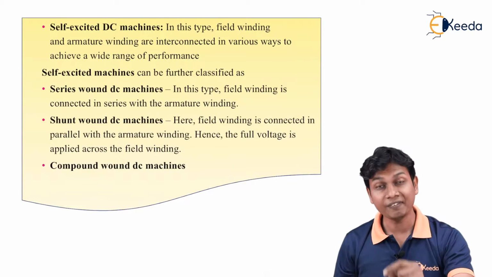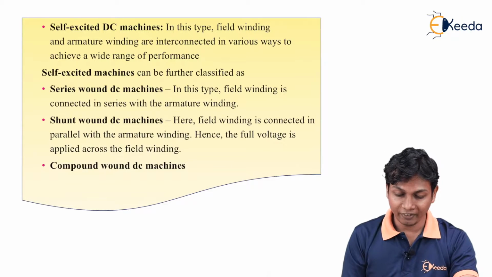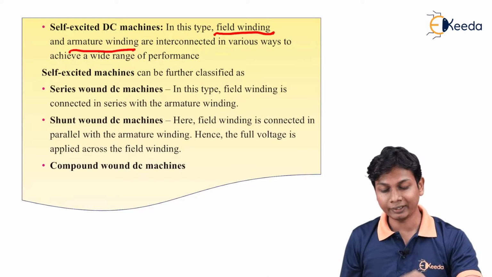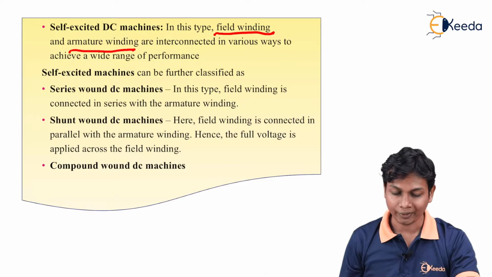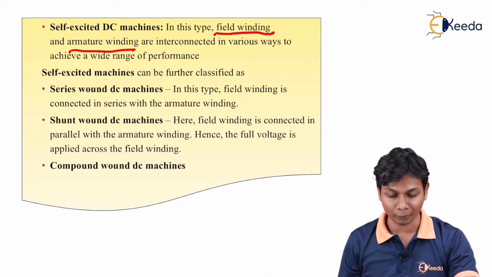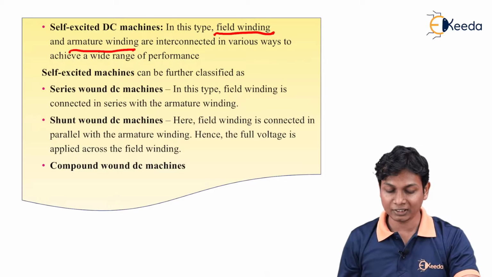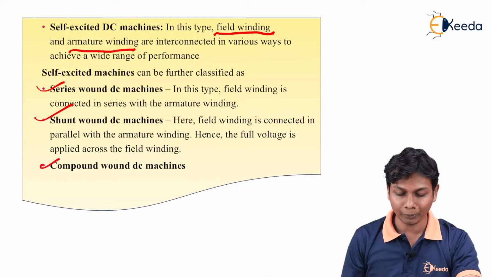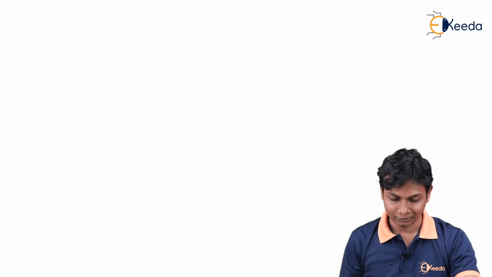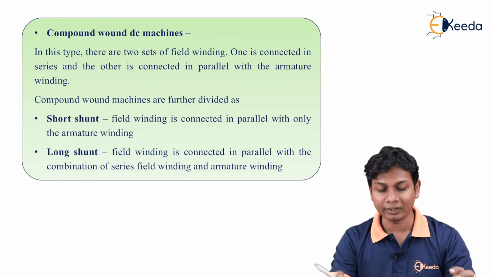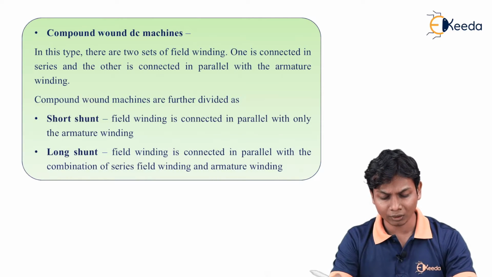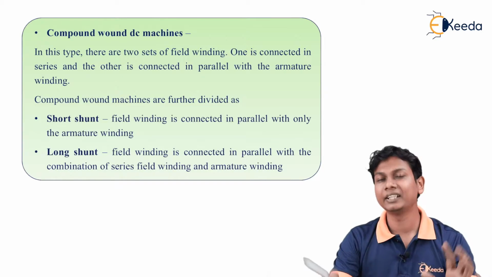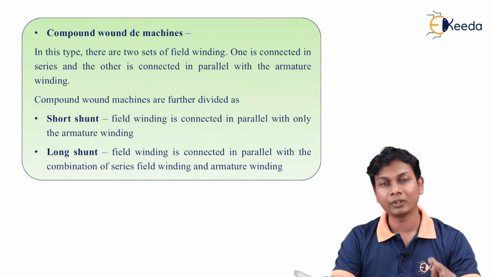Now, in self-excited DC machines, the field winding and armature winding are interconnected in various ways to achieve a wide range of performance. So, self-excited machines are divided into series wound, shunt wound and compound wound, which I have already explained. Now, the compound wound DC machine can be a short shunt or a long shunt. We will see the details of the compound wound DC machine.